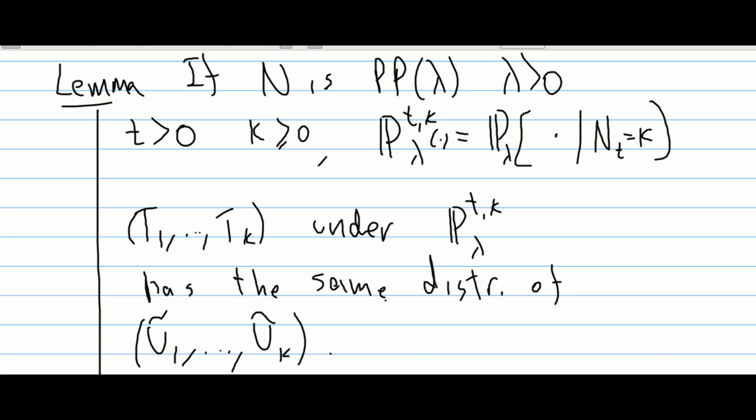So in the next class, we're going to give this next construction and generalize it to other processes that are not on the line. We're going to define Poisson processes elsewhere.